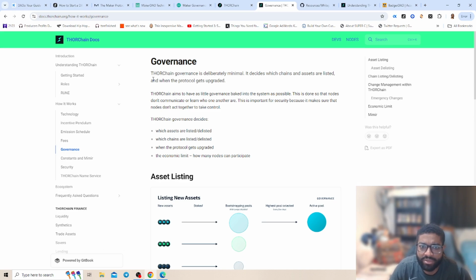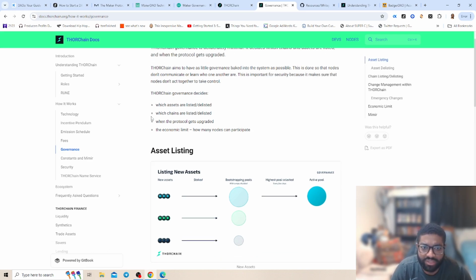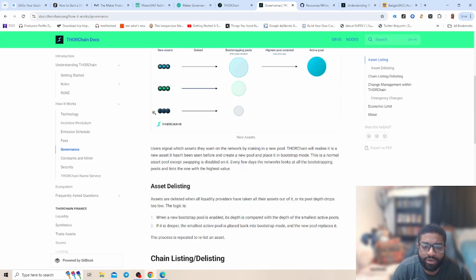This is done by nodes so they don't communicate or learn. This is important for security because it makes sure nodes don't act together. Thorchain governance decides which assets are listed or delisted, which chains are listed or delisted, when the protocol gets upgraded, and the economic limit and how many nodes can participate.